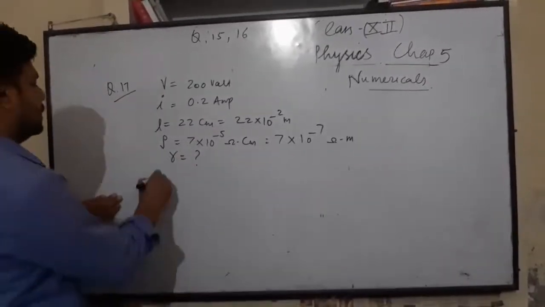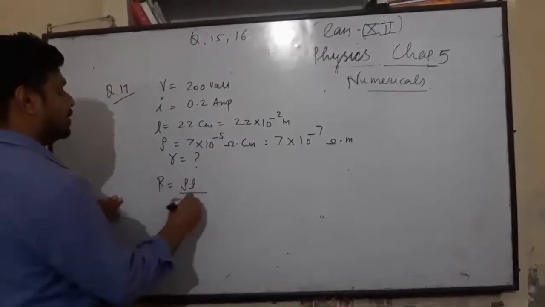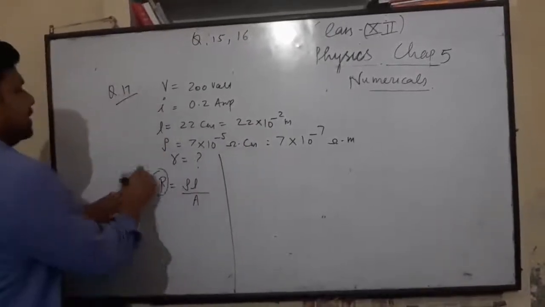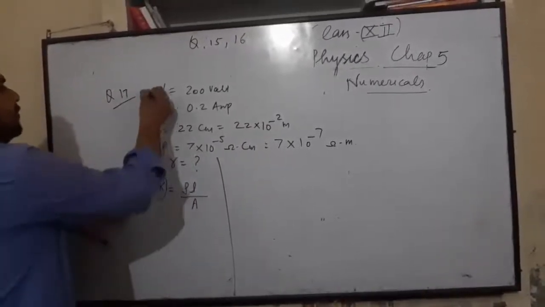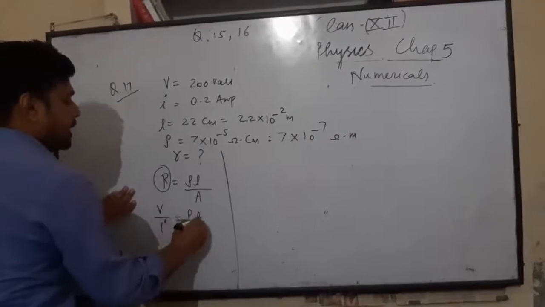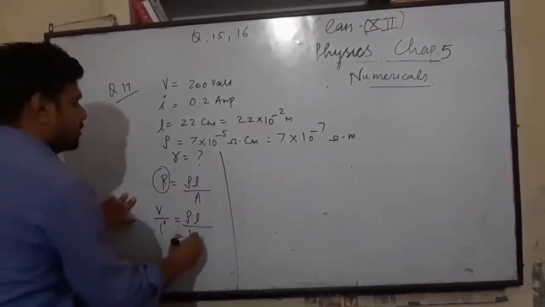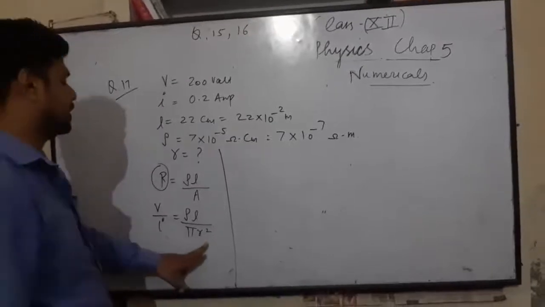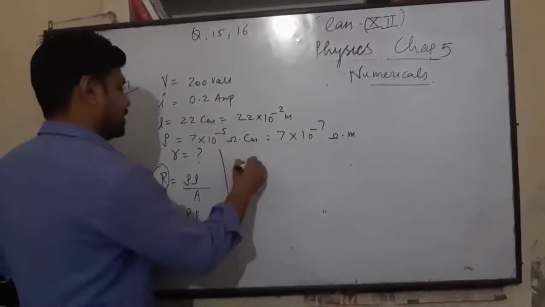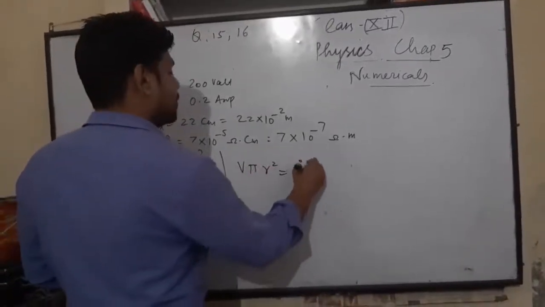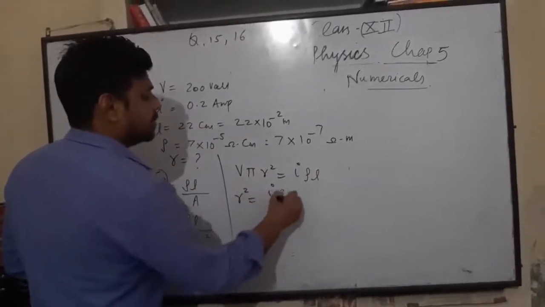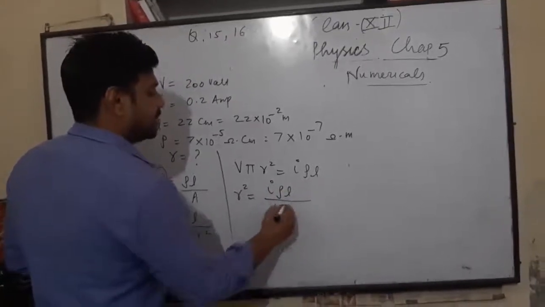So as we know, R is equal to rho L over A. So here R we can find from V and I, we can put in place of R, V upon I, equals rho L over A, and A is the cross-section area of the wire which is circular, so area of cross-section is pi r square. So we have to find V pi r square equals I rho L. We have to find the value of r. So r square equals I rho L upon V pi.